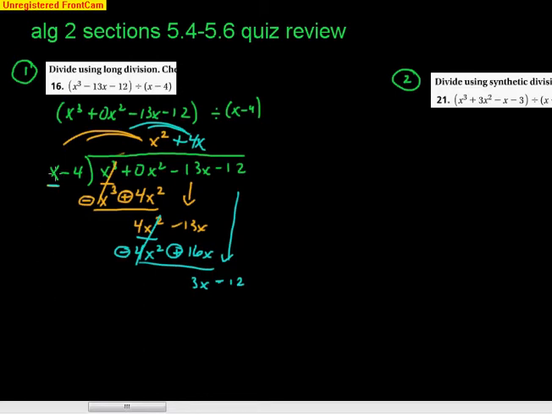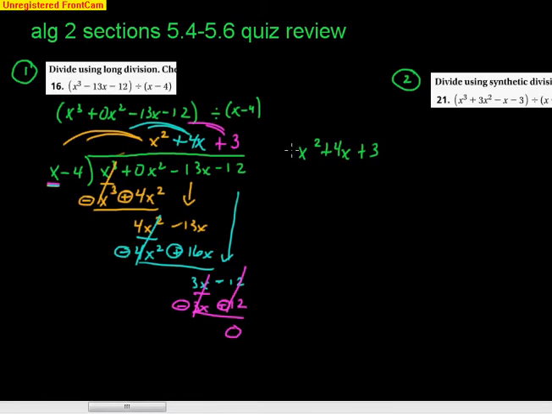Alright, last step here. X with 3x. To make x become 3x, I need to multiply by a positive 3. X times 3 is 3x. Negative 4 times positive 3 is negative 12. Change your signs. Negative 3x, positive 12. Cancel, cancel. Your remainder is 0. So, a couple things. The answer to this question is going to be x squared plus 4x plus 3.